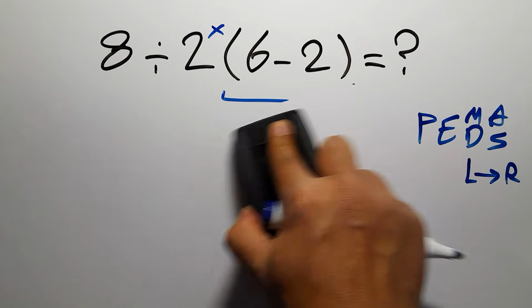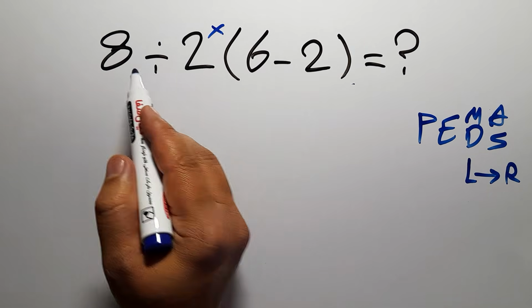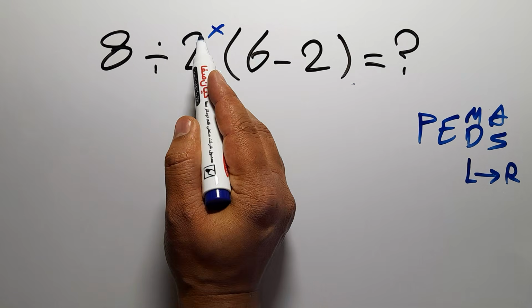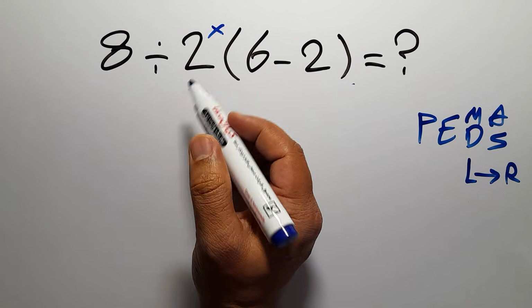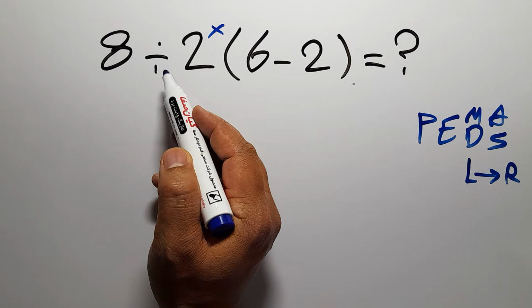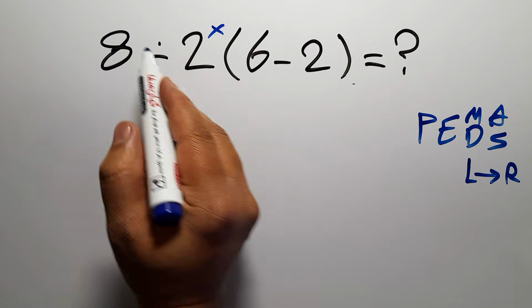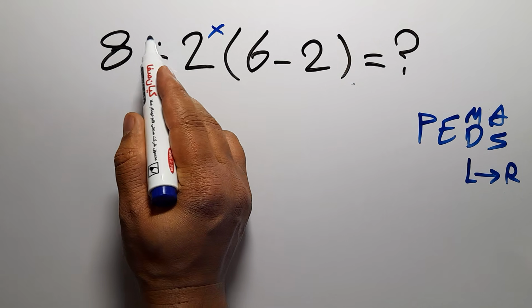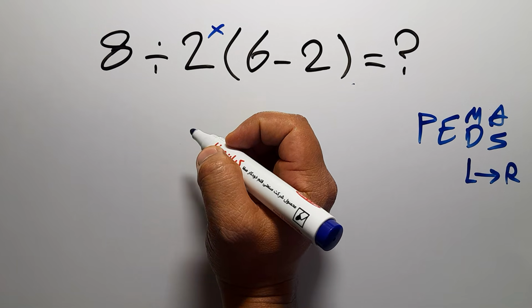So first we have to do this parentheses, then this division, and not this multiplication. Okay, if we do this multiplication before this division, it is wrong. So first this parentheses, then this division, and finally this multiplication.